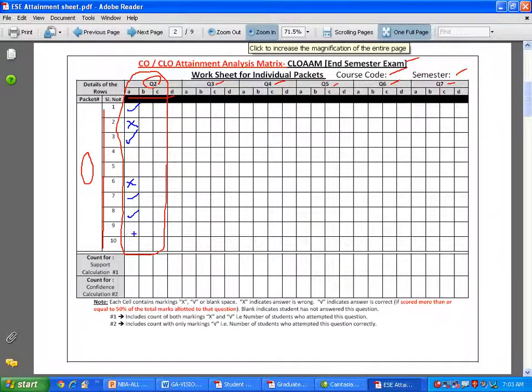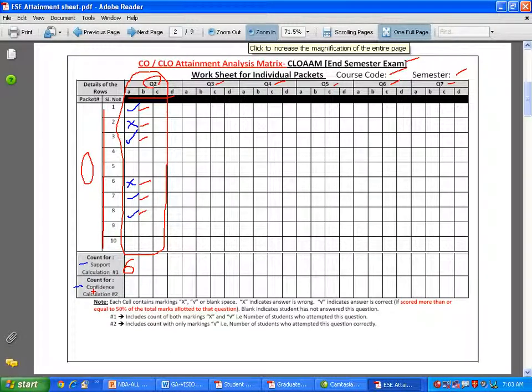Here we have two rows. Look at the count for the support calculation. Support and confidence are the two parameters that we use, taken from data mining. Support stands for how many students have attempted this question. Here the number of students attempted is 1, 2, 3, 4, 5, 6. So the number of students who have attempted is 6.